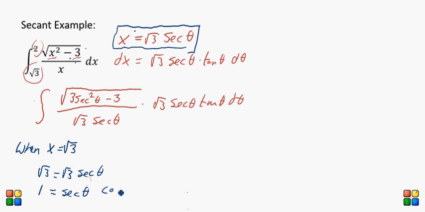So if secant is 1, then the cosine is 1. And that means theta must be 0, because the cosine of 0 is 1. So when x is square root of 3, theta is 0. So that's the lower limit, 0.